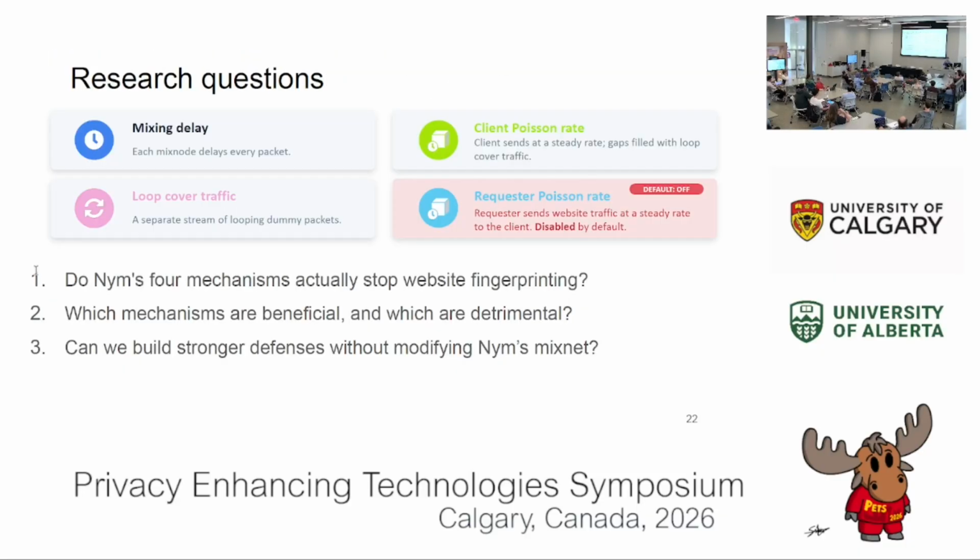And so with these 4 mechanisms, we have some research questions. Do these mechanisms actually stop website fingerprinting? Then we will ask if these mechanisms are beneficial or if there are some that are also detrimental. And to finish, can we build stronger defenses without modifying the NIM mixnet?